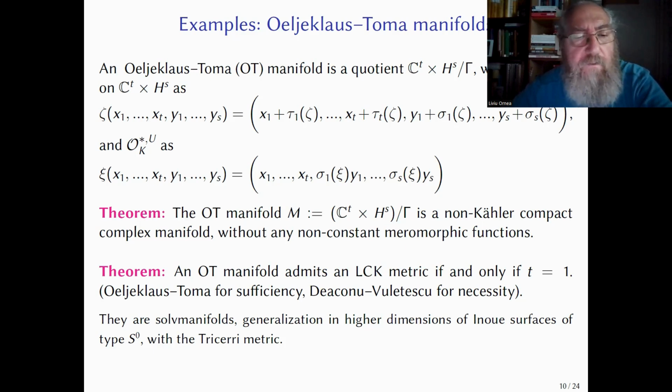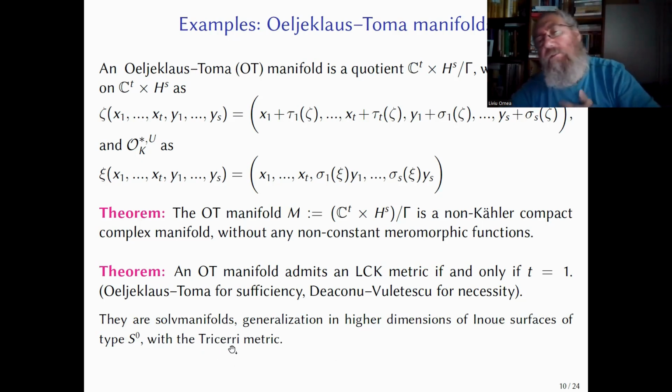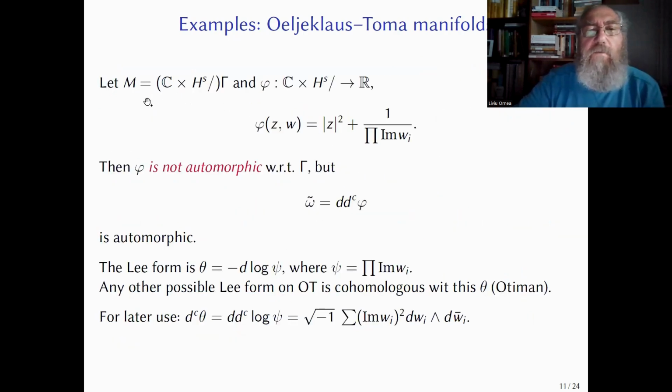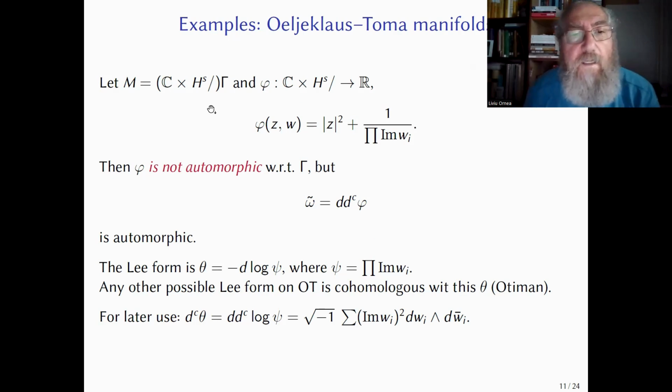I think Kasuya showed that they are solvmanifolds, which is natural because Inoue surfaces are solvmanifolds. And also the metric that Tricerri found on Inoue surfaces was generalized here by Oeljeklaus and Toma. I need it, so I shall explain what the metric is. Now we deal only with LCK OT manifolds, so C times H^S mod this affine group.